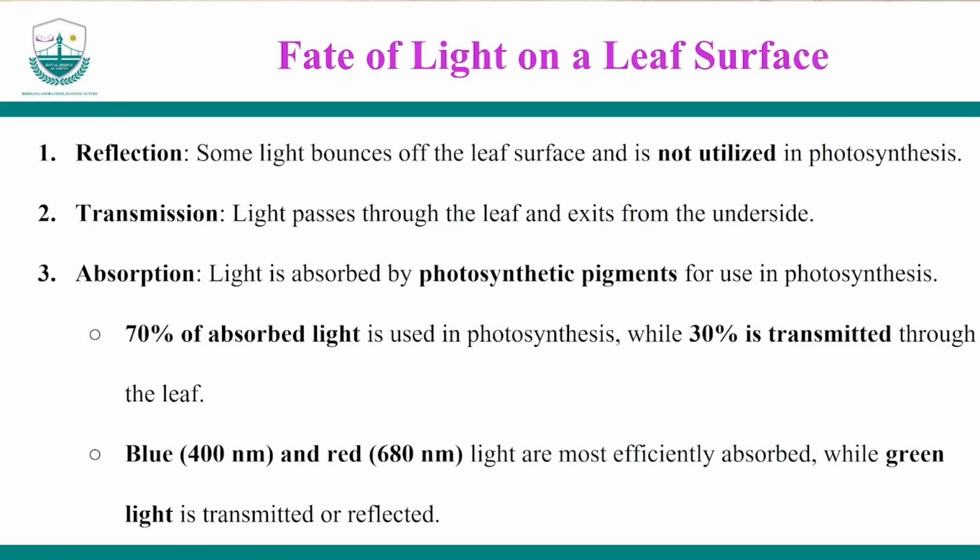Okay, and then we have light that passes through the leaves and is not absorbed, that is transmission. And then absorption is where the photosynthetic pigments absorb this light energy and later on use it for the process of photosynthesis. So 70% of the absorbed light is actually used in photosynthesis, and then 30% goes through the leaf without being used.